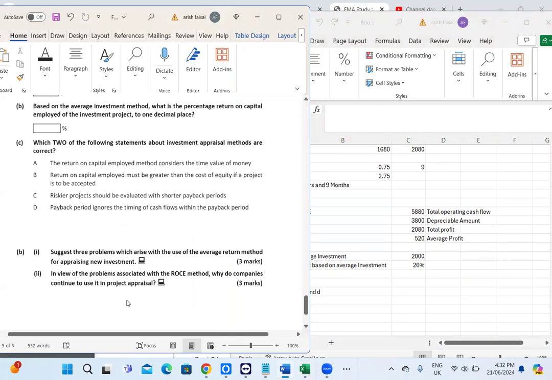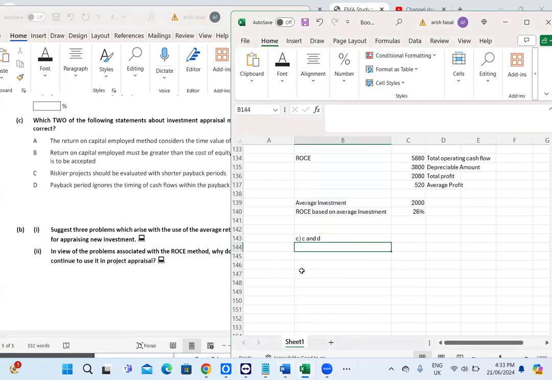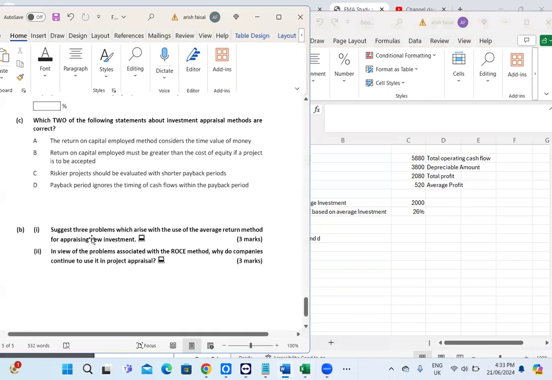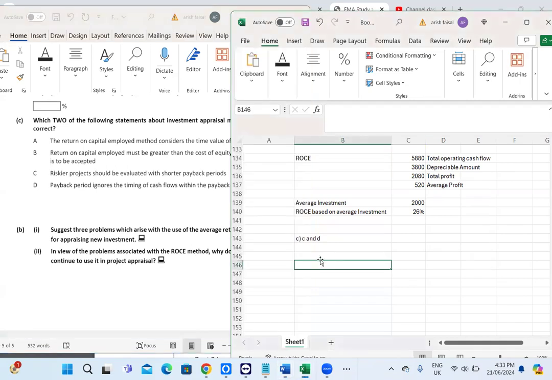It says, suggest three problems which arise with the use of average return method for appraising new investments. And then in view of the problems associated with ROC, why do companies continue to use it in project appraisal? So for the first part of this question, three problems which arise with the use of the average return method for appraising the new investment. Obviously the first problem is that it doesn't consider the time value of money.